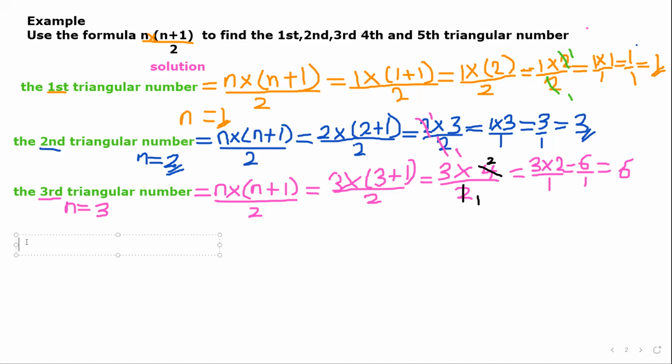Now let's find the fourth triangular numbers here. Okay, good. Because we wanted to find the fourth triangular numbers here, our n will be replaced by 4. Okay, at the formula, our n will be replaced by the 4. Therefore, the formula is n times the bracket here, n plus 1, all over 2.